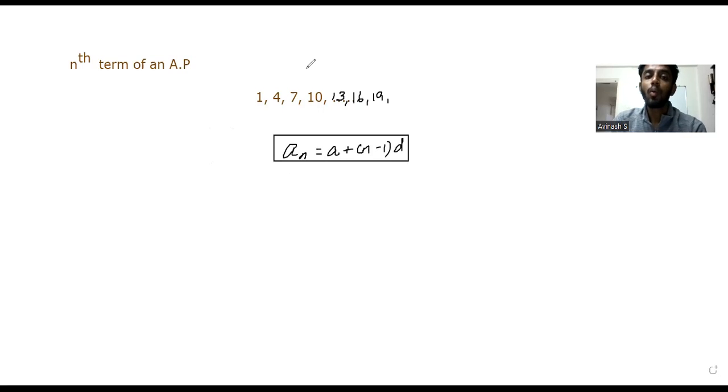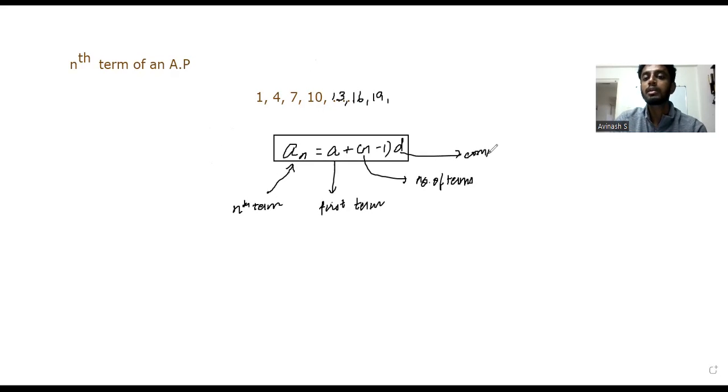So now, what are these? Here, a_n represents the nth term. a represents the first term, as we all know. n represents the number of terms. And d represents the common difference. So we need to have an idea of this before we get into exercise 5.2. Out of this, we know what is common difference and we know what is first term. But the other two are quite new to us.